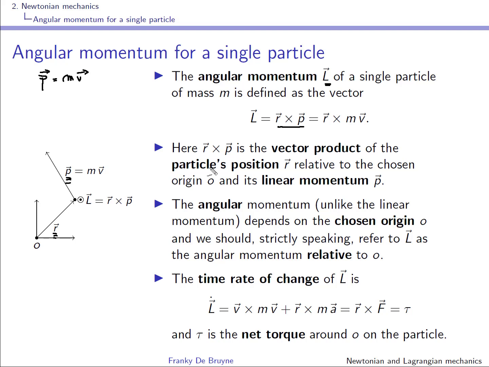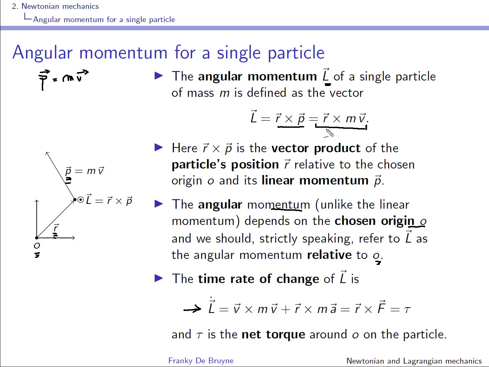Yeah? So the angular momentum depends on the choice that you've made on the origin. Okay, so strictly speaking, we should be saying angular momentum relative to O, where O is the origin of your reference frame. So we have defined the angular momentum, and now we can have a look at the time derivative of the angular momentum. So we have to take the derivative of this quantity, and you will have two terms.